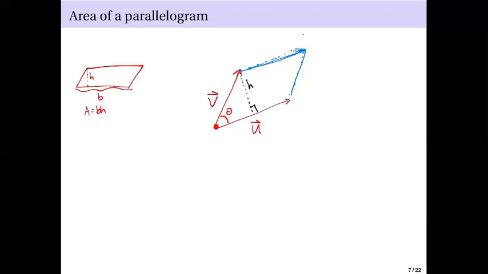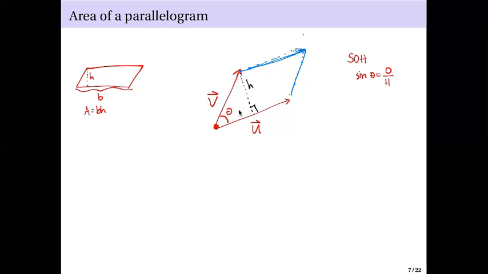So this tells us that sine of the angle is equal to the opposite side over the hypotenuse. This is our angle. The opposite side is your h, the small h here. And the hypotenuse is the length of the vector v. Okay?